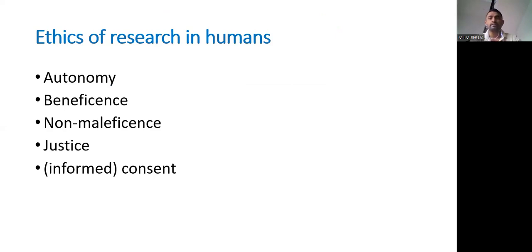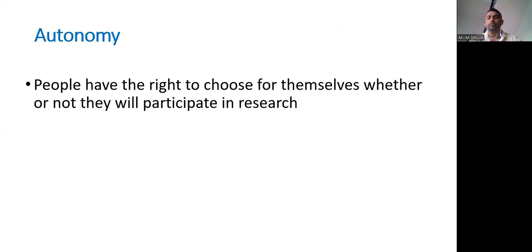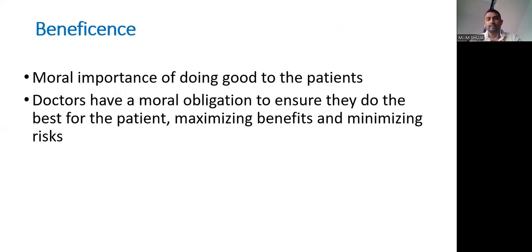So ethics of research in humans has 5 basic things: autonomy, beneficence, non-maleficence, justice, and informed consent. Autonomy is that people have the right to choose for themselves whether they want to participate in research or not. You can't force them. Beneficence: doctors have a moral obligation to do the best for the patient, maximizing the benefit and minimizing risk.